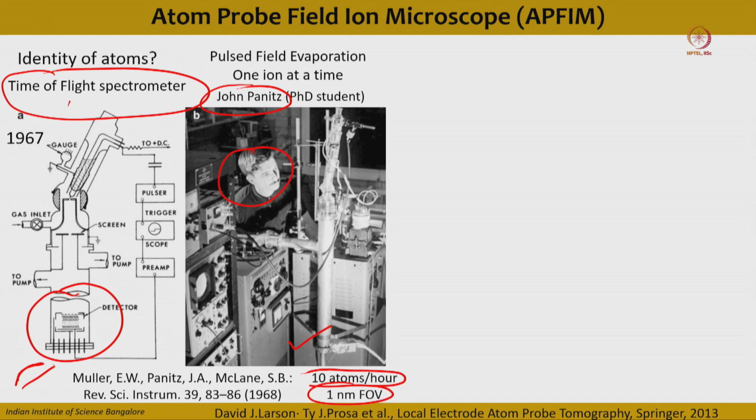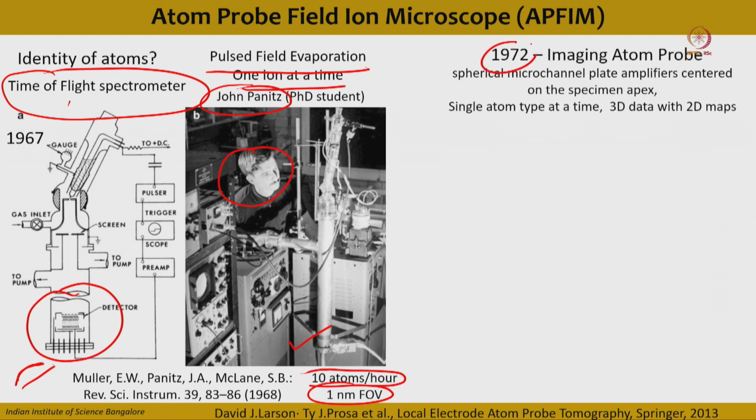first pulse. What they called pulsed field ion evaporation, one ion at a time. Fine. So this was developed in 1967. In 1972, there was a development related to spherical microchannel plate amplifiers, correct? So it means that 1 ion striking this amplifier will generate a large amount of secondary electrons, which can increase the detection efficiency, detectability. So with this, in 1972, they were able to generate 3D data with 2D maps.